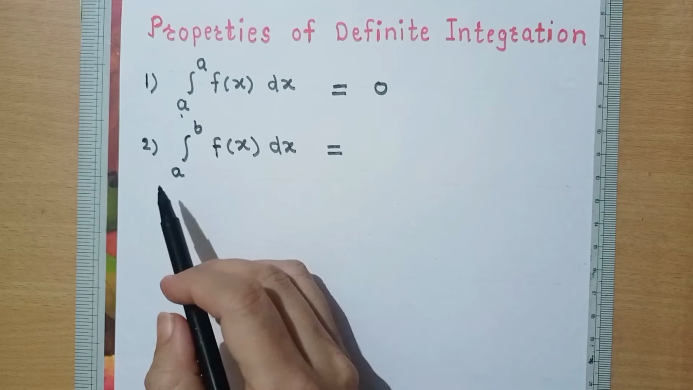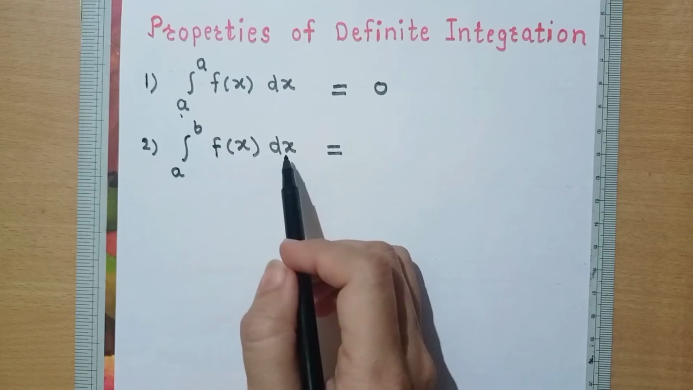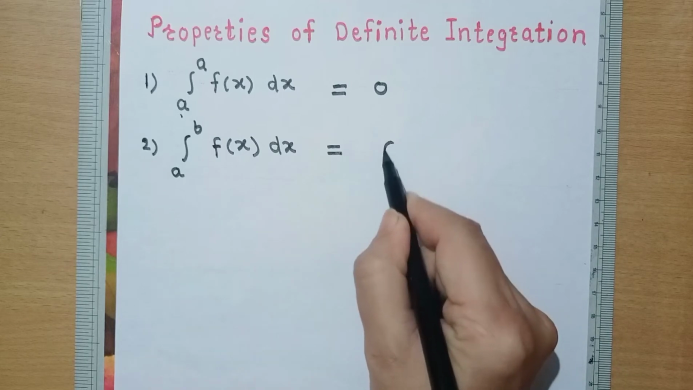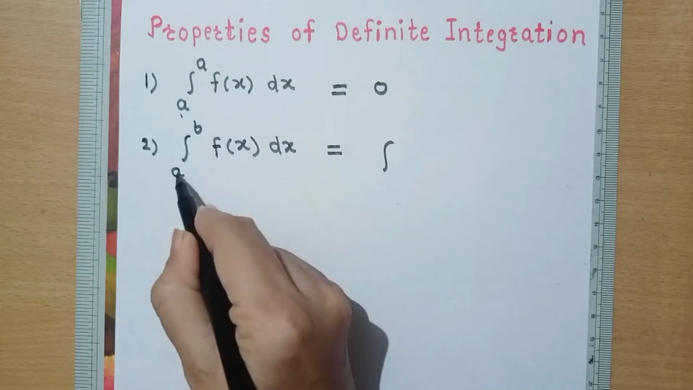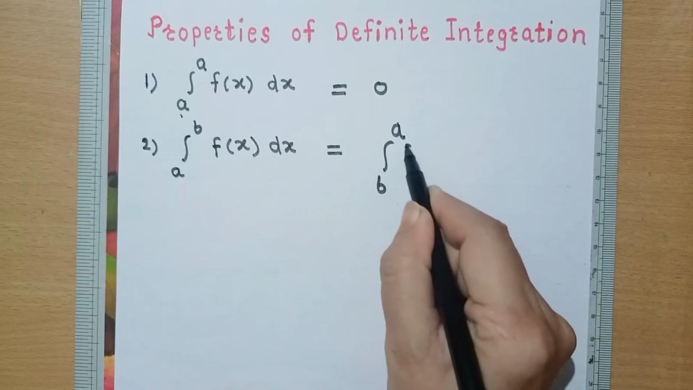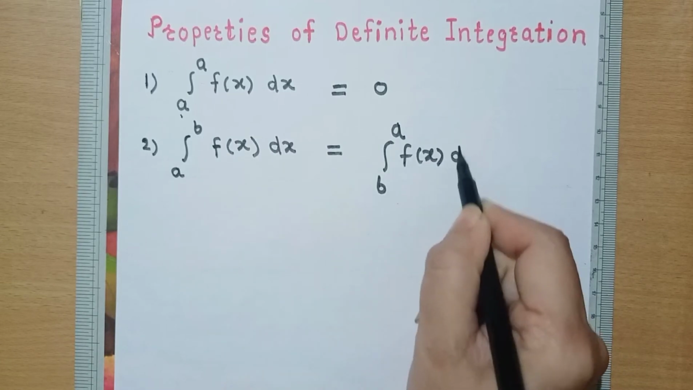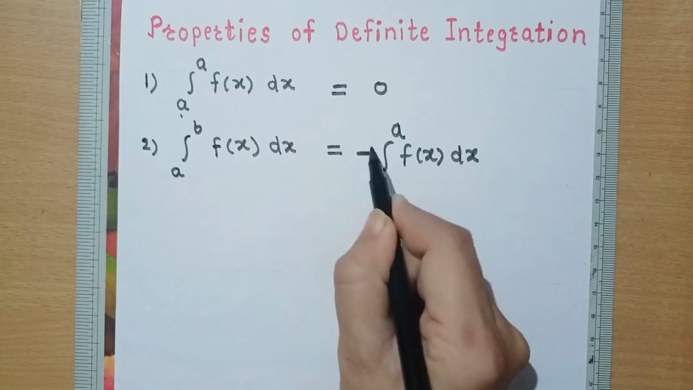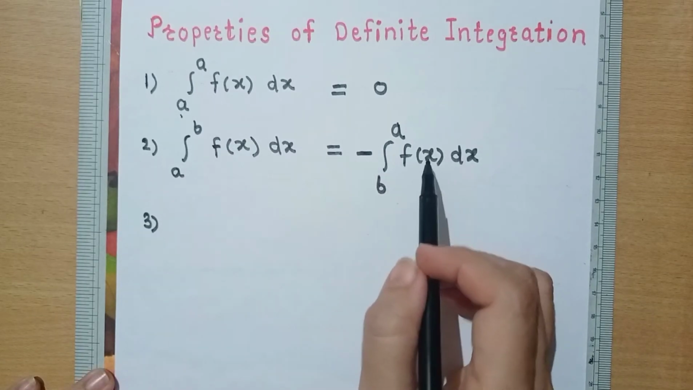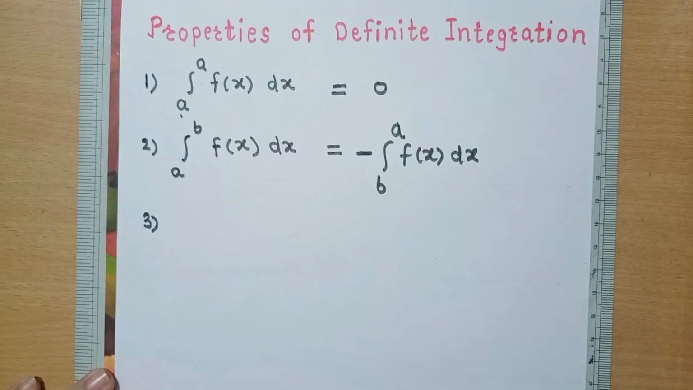This is second property, integration a to b f(x) dx. If we reverse these limits, suppose I am writing this lower limit here and upper limit here, then its value will be minus of this. That means its value is exactly opposite of this.